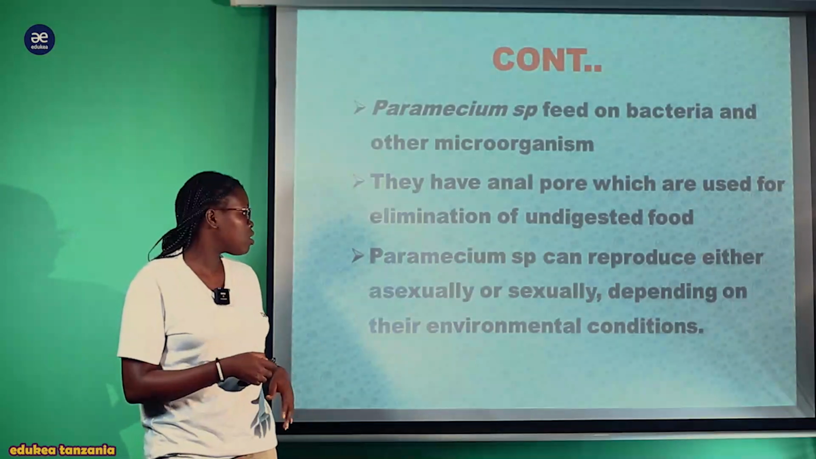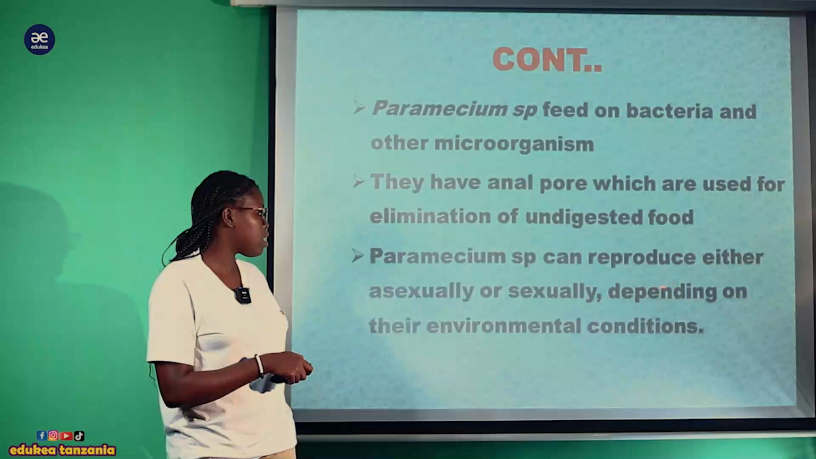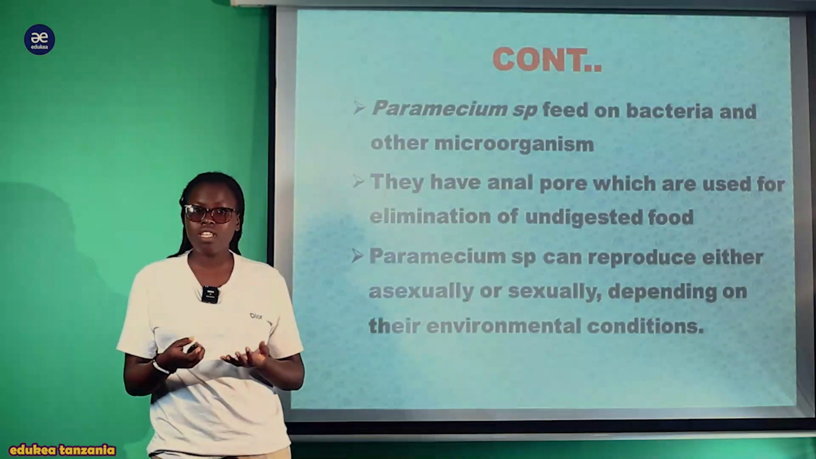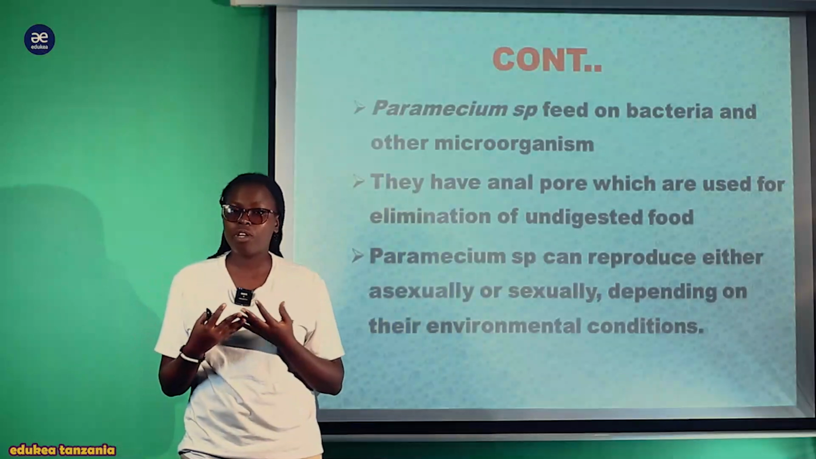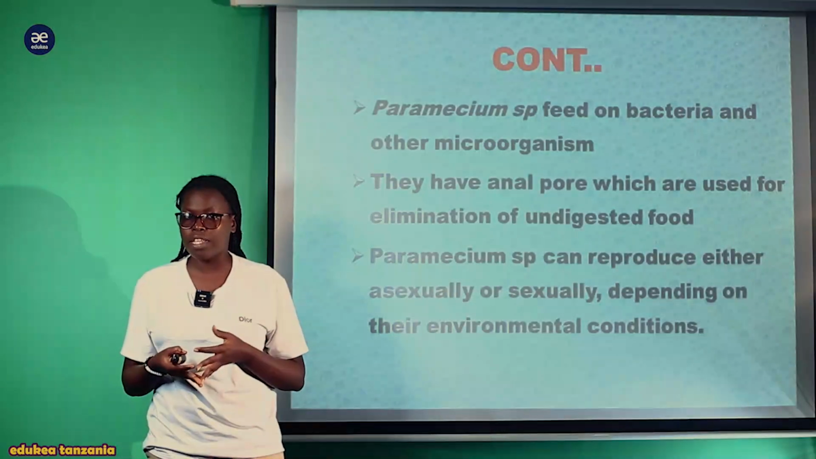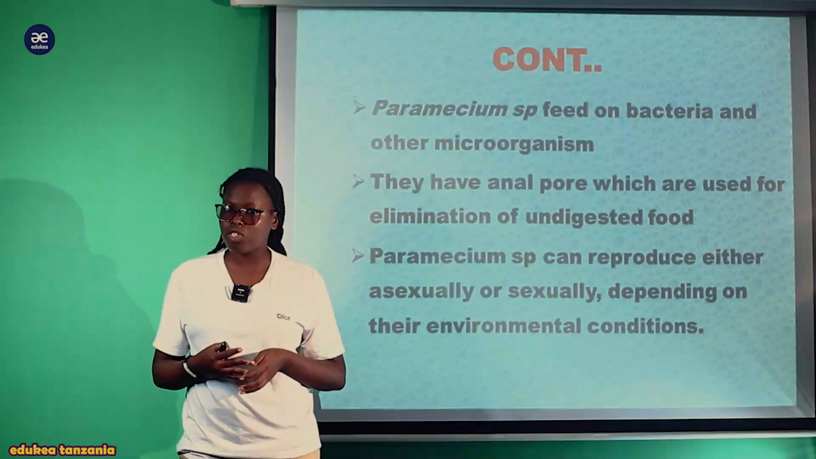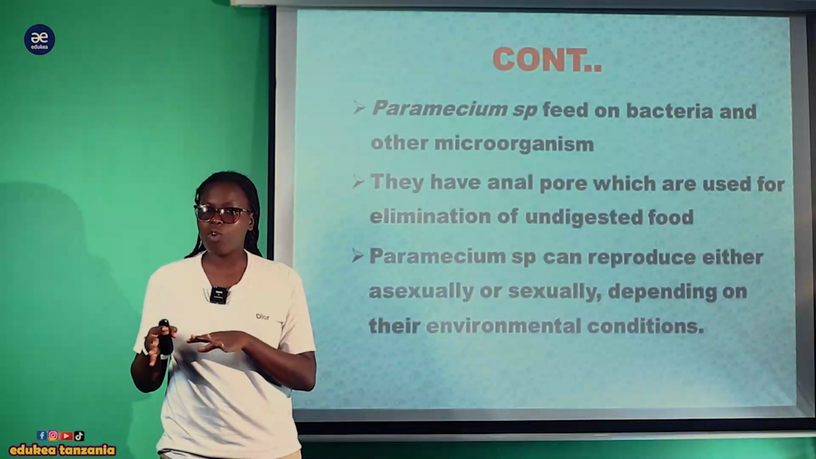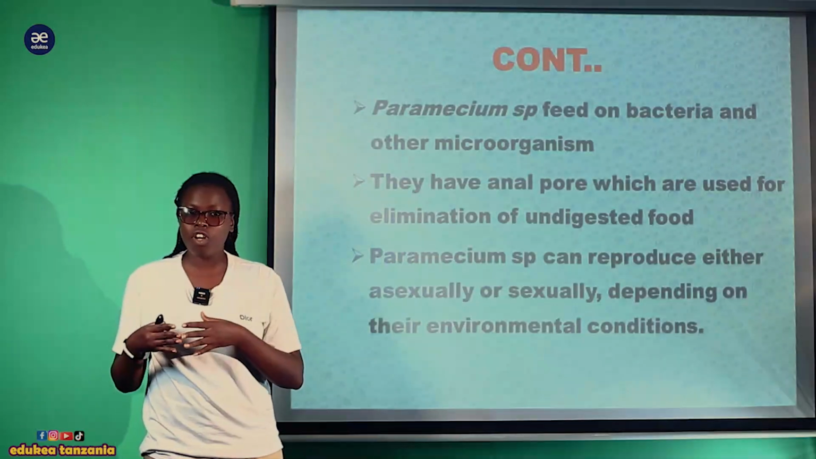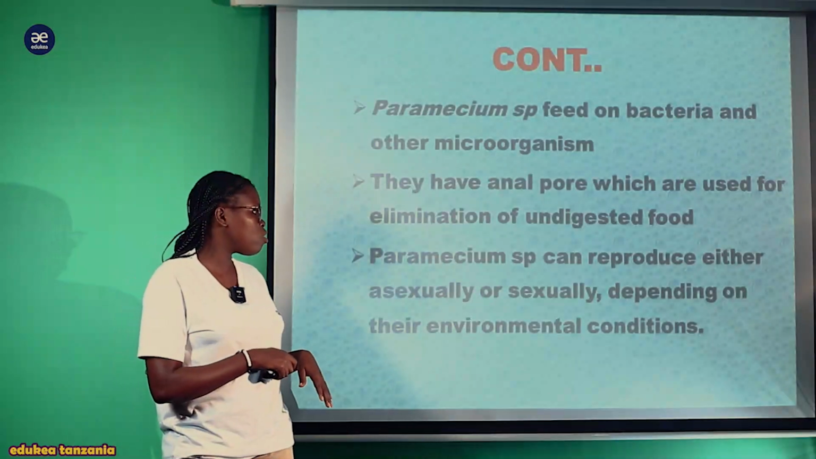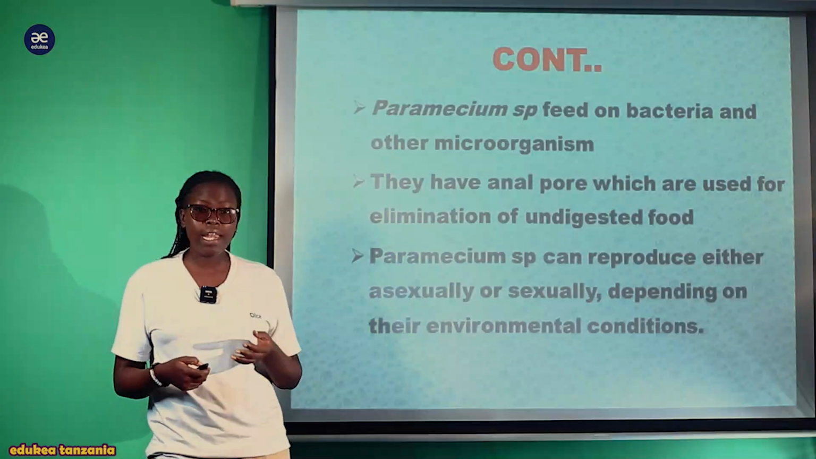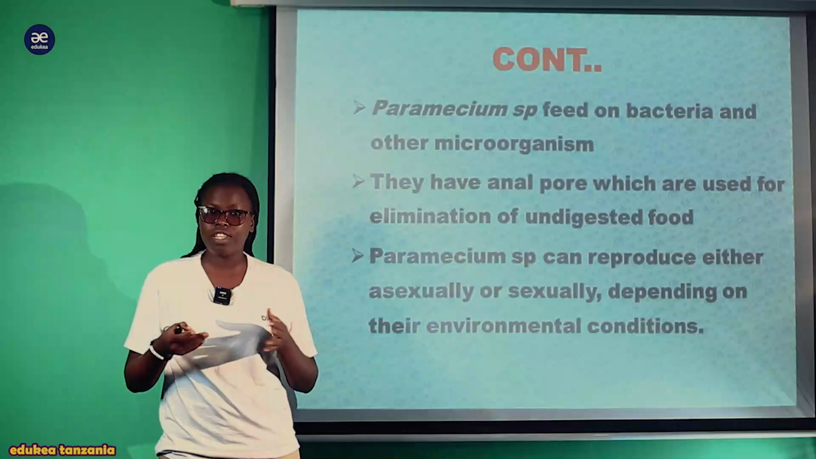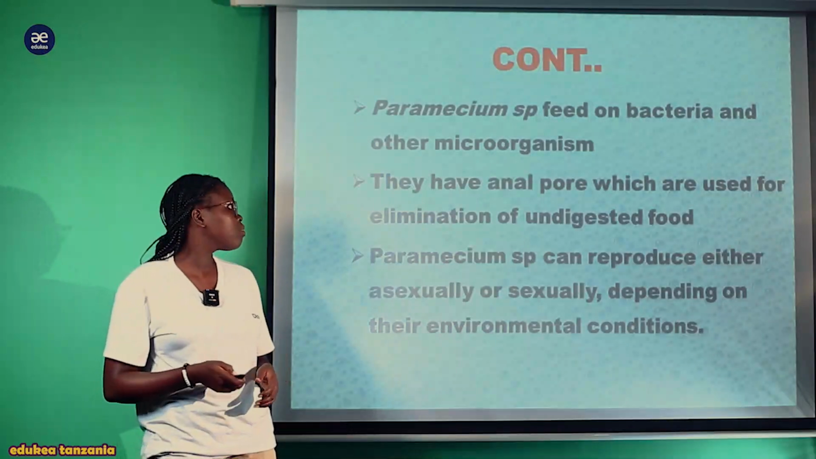paramecium species. Also, paramecium species can reproduce either asexually or sexually depending on the environmental condition. So these paramecium species are capable of reproducing both sexually and asexually, but it depends on the environmental condition. For example, when the environment is well equipped with plenty of food, or in a favorable environment, they tend to reproduce sexually. While if the environment is not favorable, for example in drought conditions, they tend to reproduce asexually.